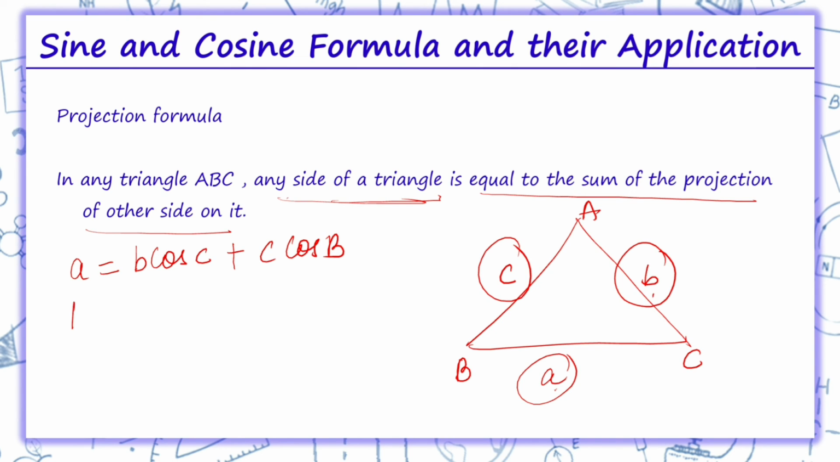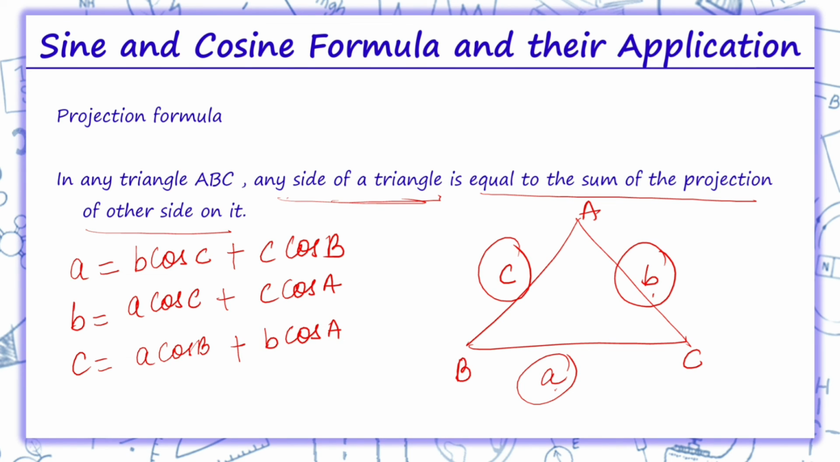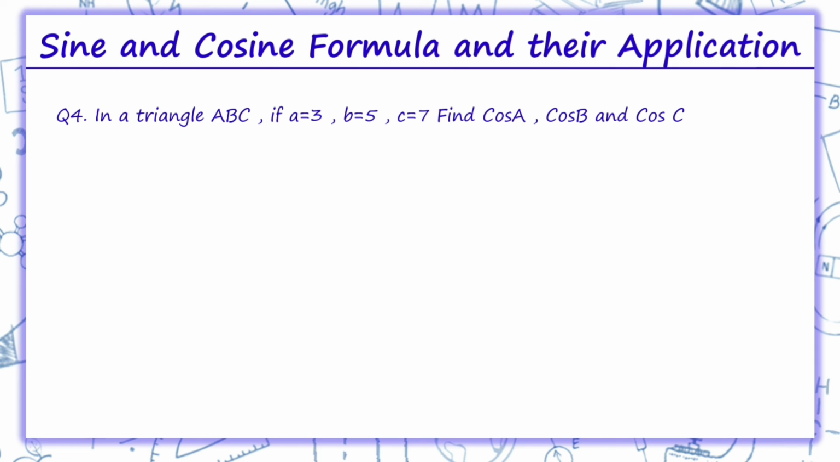Similarly, when we have to write the projection formula for side B, it will be written as A cos C plus C cos A. And C will be written as A cos B plus B cos A. So this is all about the projection formula. Now using these cosine formulas, we'll solve some questions.